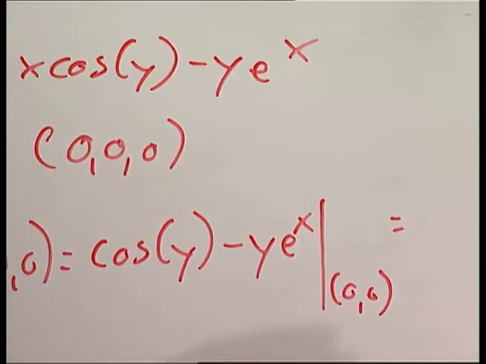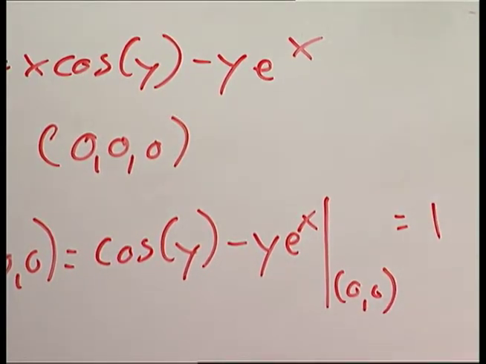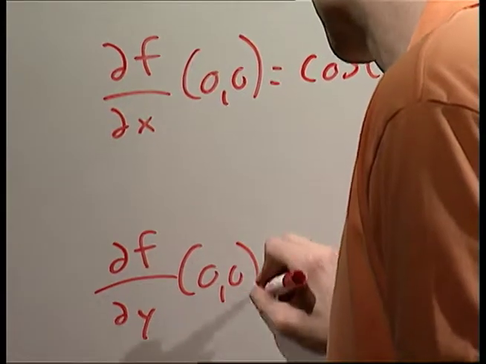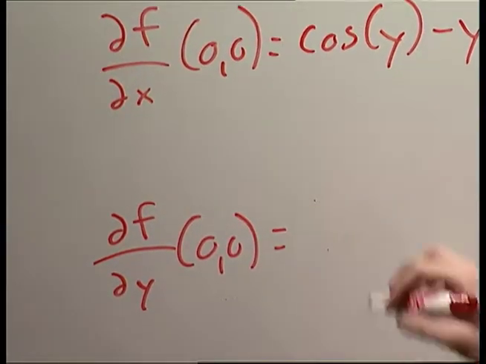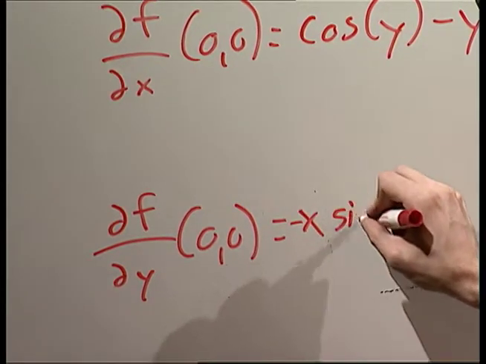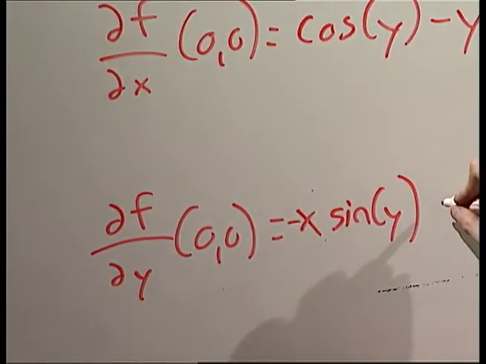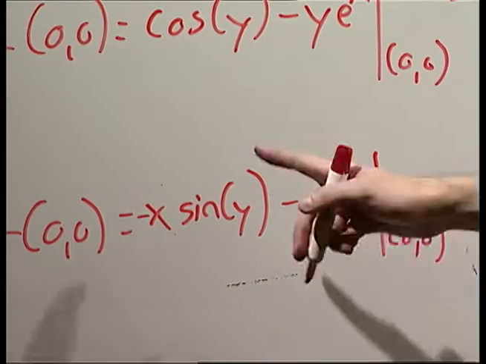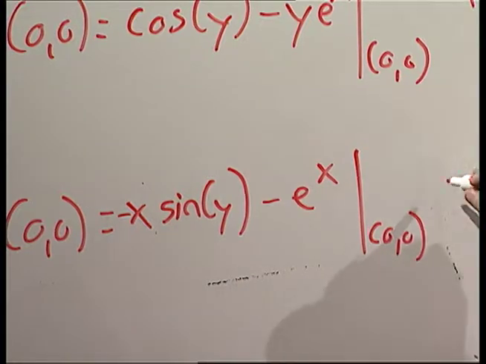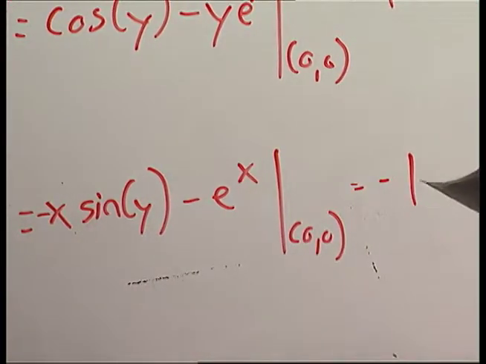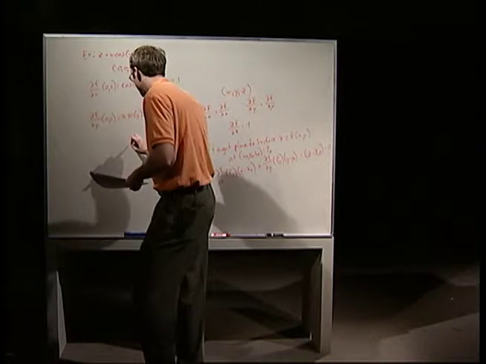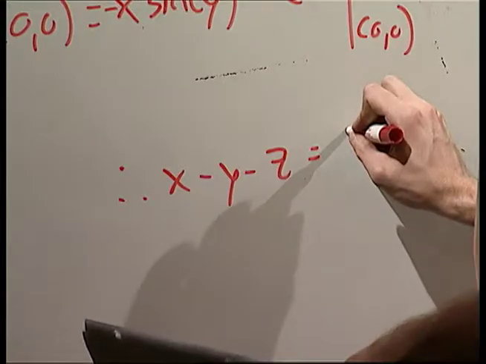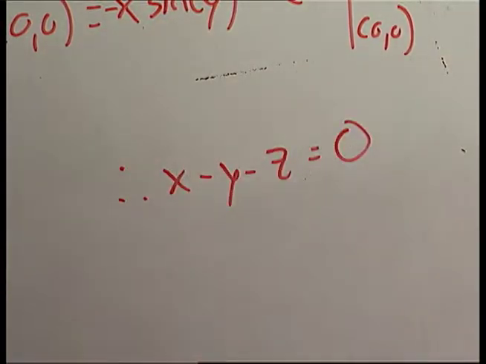Cosine of 0 is 1. Minus 0 is also 1. Partial f partial y at (0, 0) is x minus x sine y, and minus e to the x at (0, 0). So now I dump things there. This becomes 0. This becomes minus 1. Yes, it looks good. And so as a consequence, x minus y minus z equals 0 is the right tangent plane equation.